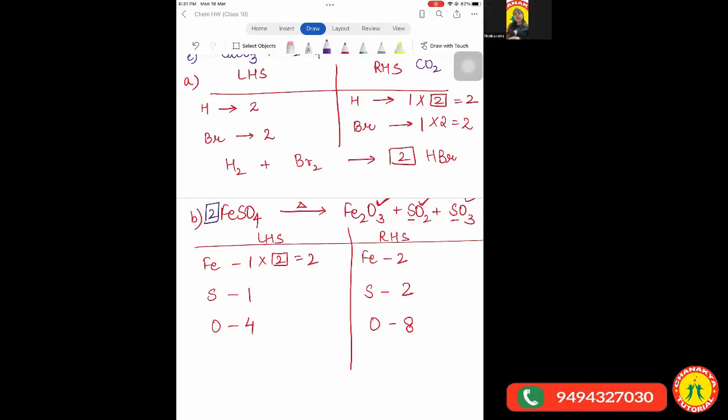So if we put this number 2 in front of the entire compound FeSO4, this number 2 automatically gets multiplied by Fe, then S, and then O also. So if it gets multiplied by sulfur, the sulfur becomes 2. If it gets multiplied by oxygen, the oxygen becomes 2. And by chance, just by multiplying with one number, the equation is already balanced, and the final equation is 2FeSO4 on heating gives us Fe2O3 plus SO2 plus SO3.